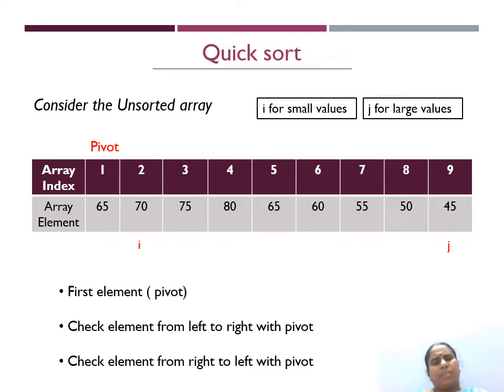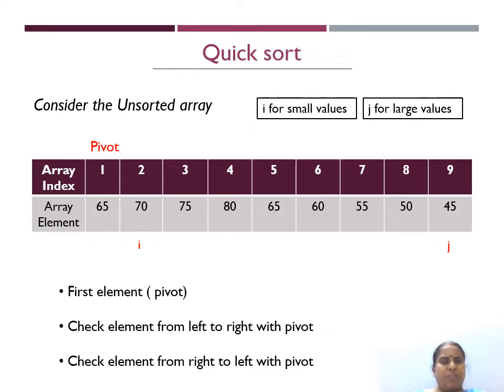Now consider the unsorted array. We have taken 9 elements, and these 9 elements are not in sorted order. So we have to sort them in ascending order. For that, the algorithm we have chosen is quick sort.